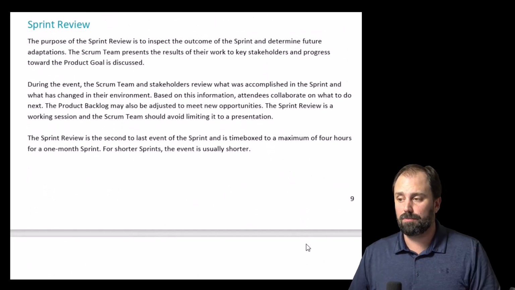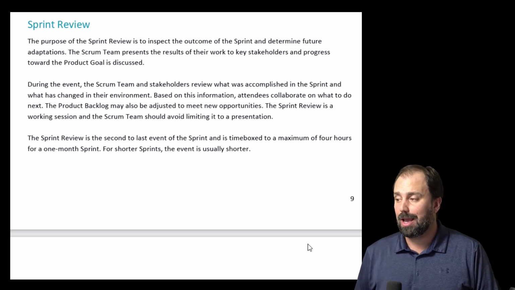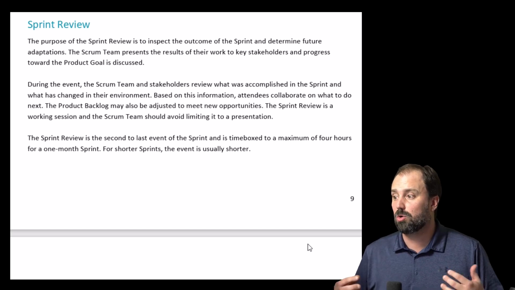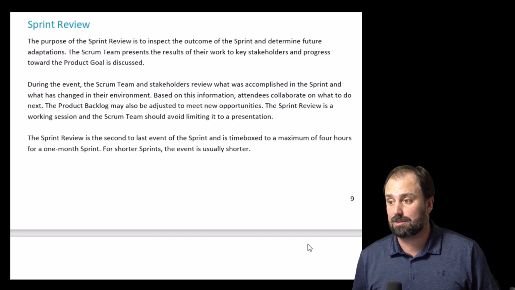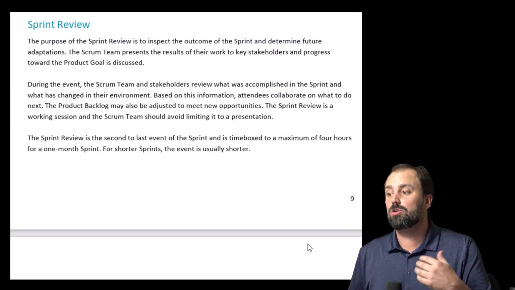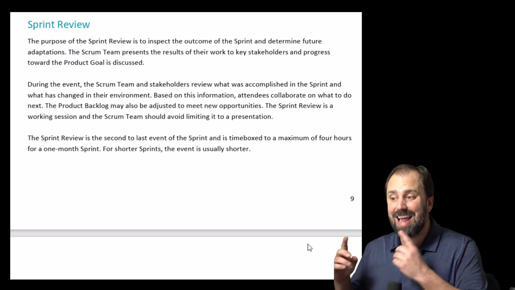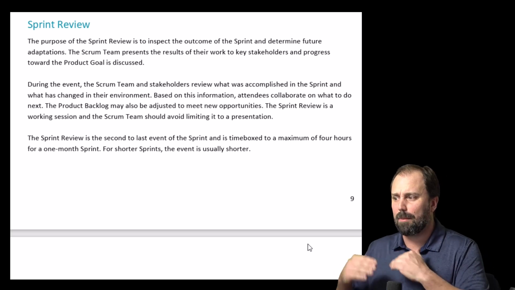The sprint review. The purpose of the sprint review is to inspect the outcome of the sprint and to determine future adaptations. The Scrum team presents the results of their work to key stakeholders, and progress toward the product goal is discussed. During the event, the Scrum team and stakeholders review what was accomplished in the sprint and what has changed in their environment. Based on this information, attendees collaborate on what to do next. The product backlog may also be adjusted to meet new opportunities.